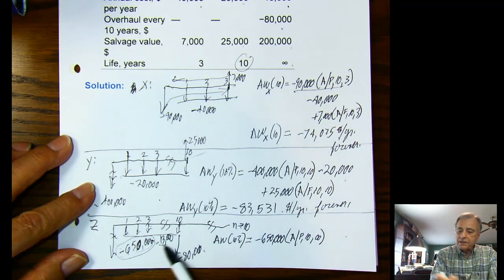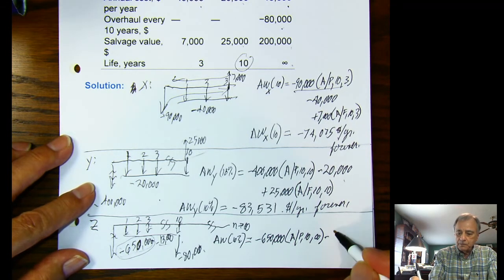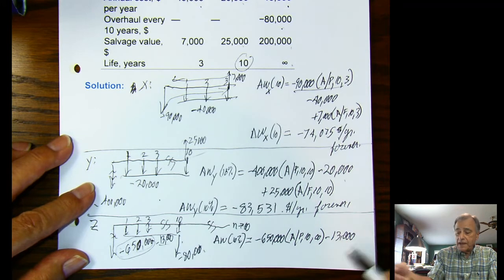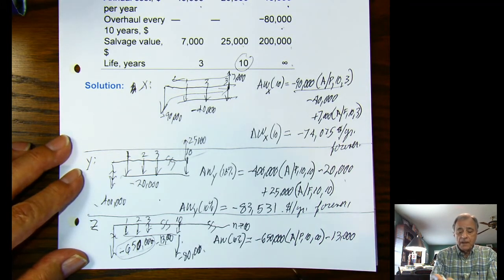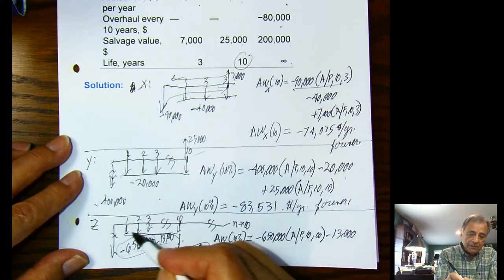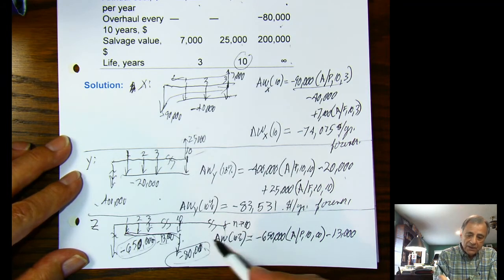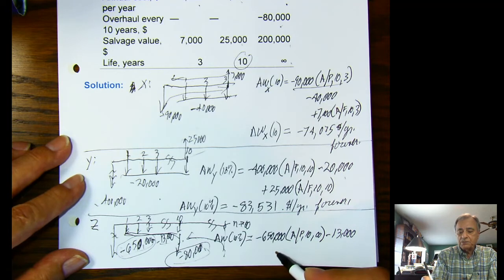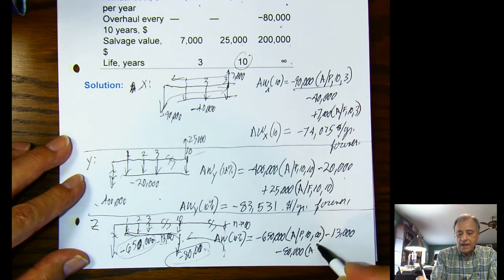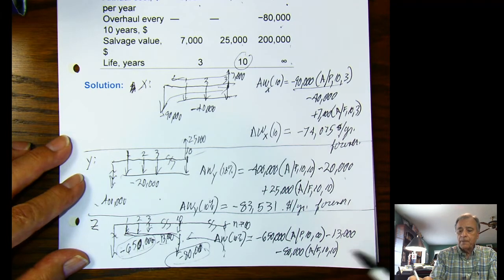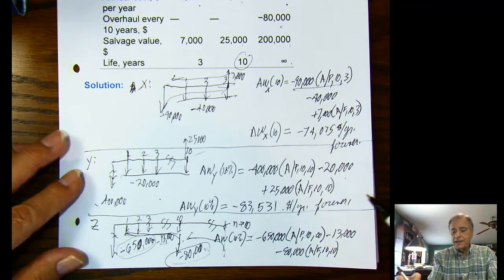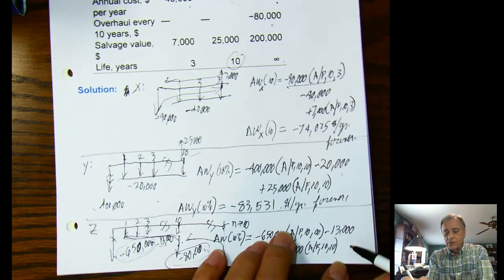Then you have this minus 13,000. That is an A series forever. And then you have this 80,000. We have to basically spread this back over the 10 years, and do that every 10 years will be the same spread. So this is minus 80,000 A given F, 10% for 10 years. And then we have this 200,000 that we're going to spread back over an infinite period.